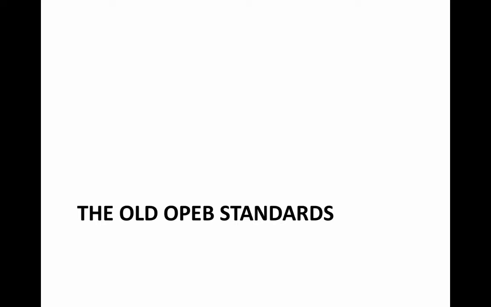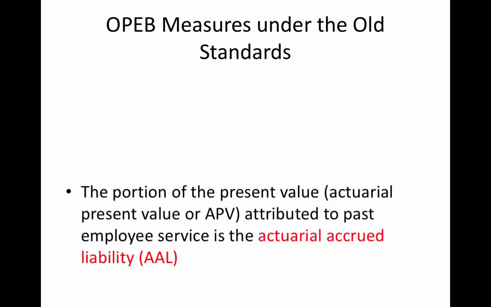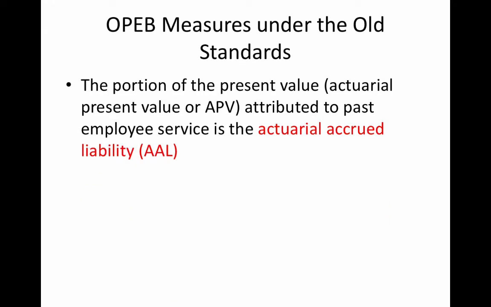Very quickly, let me talk about the old OPEB standards, and I'm going to really go through this pretty quickly. The thing that is called the total pension liability under the new standards, under the old standards, was calculated with some different parameters around the assumptions and methods that could be used. They have a lot fewer choices under the new standards than they did under the old standards.